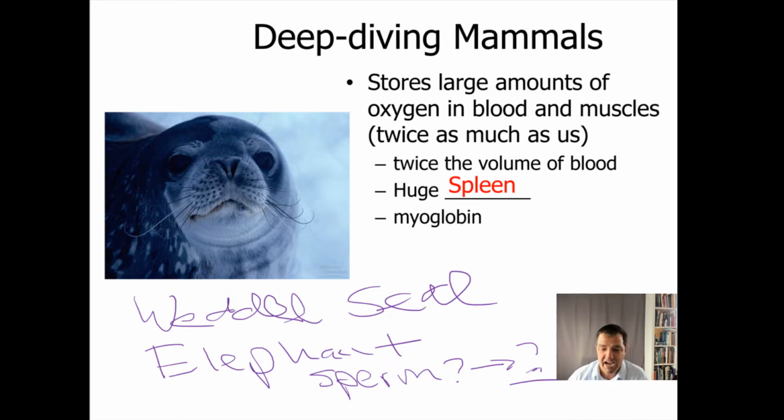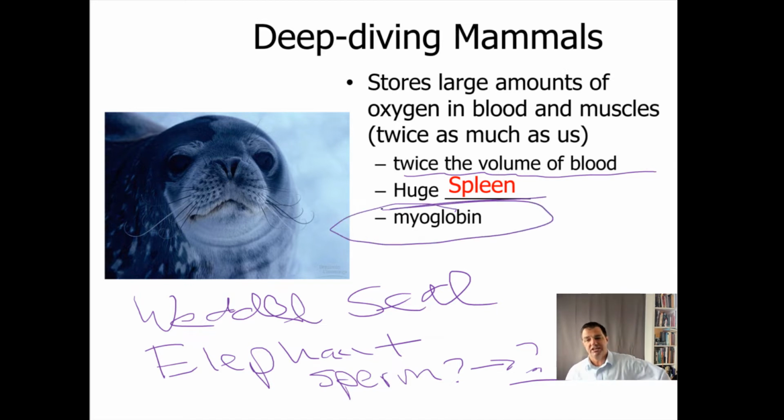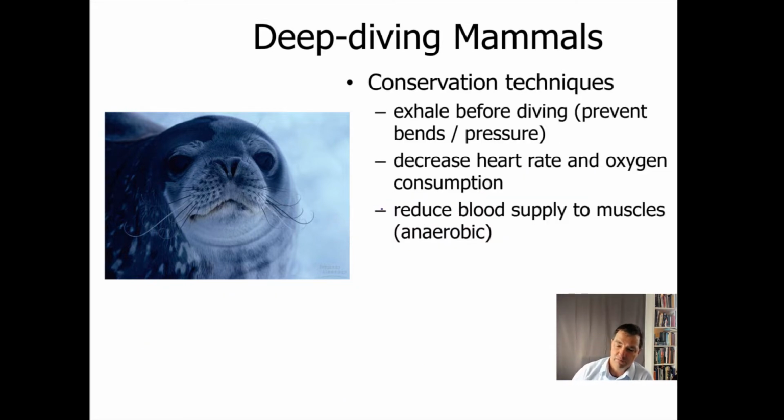So what they found out is their lungs aren't all that significantly big, but they do have a huge amount of blood, and they have a huge spleen, and they have lots of myoglobin, which is a protein that can store oxygen as well. So what they do instead is saturate a much larger volume of blood that can then hold more oxygen. And then they shunt a lot of blood away from certain parts of their body. It allows them to hold their breath for a long period of time.